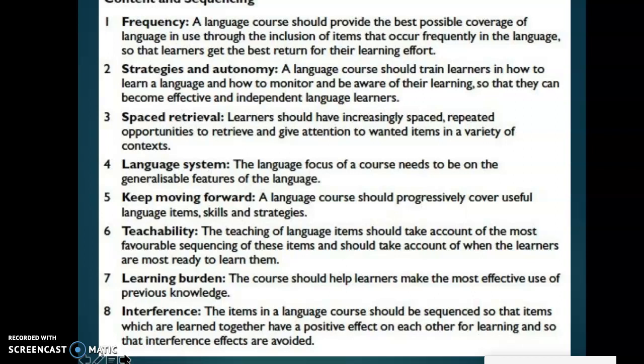7. Learning burden. The course should help learners make the most effective use of previous knowledge. And number 8, interference. The items in a language course should be sequenced so that items which are learned together have a positive effect on each other for learning and so that interference effects are avoided.